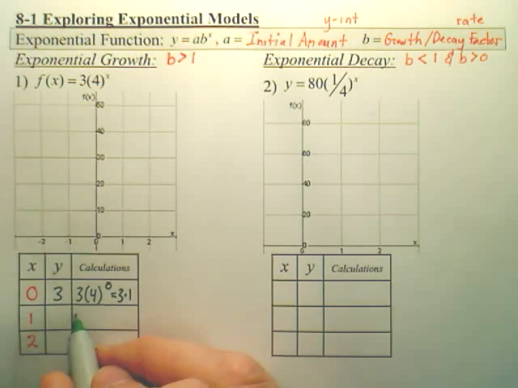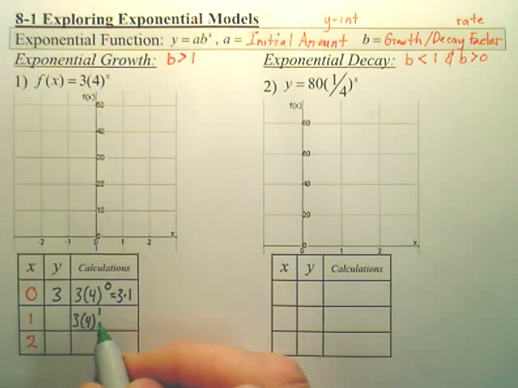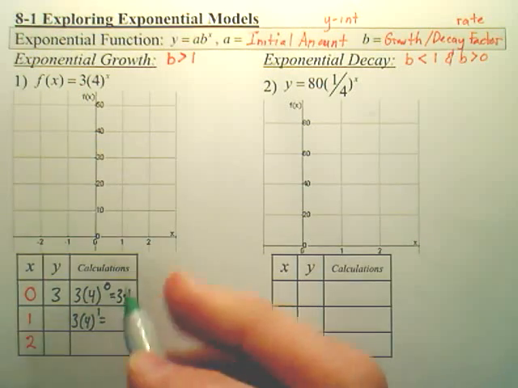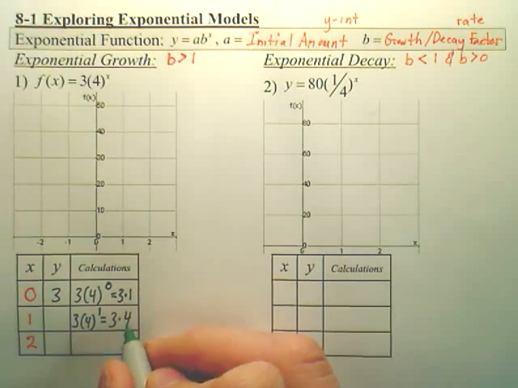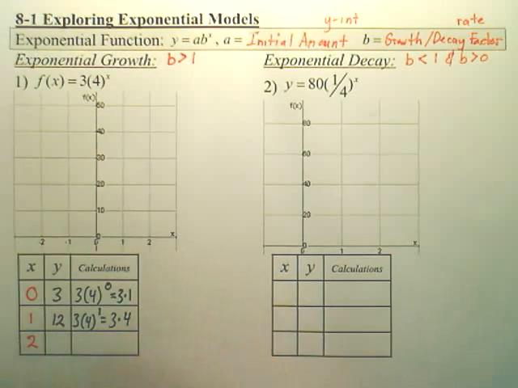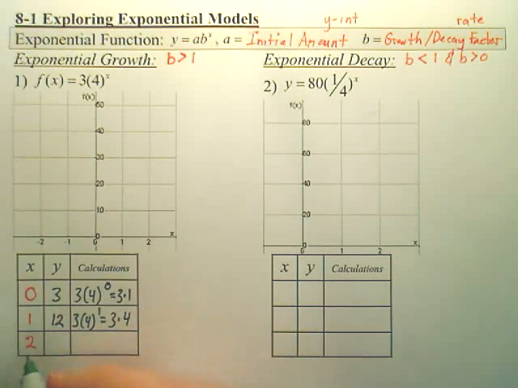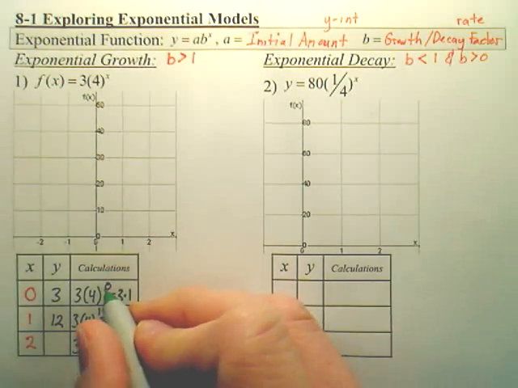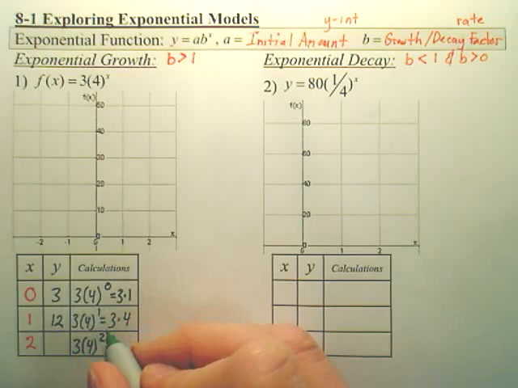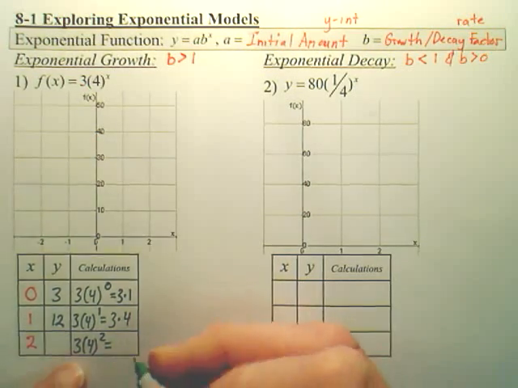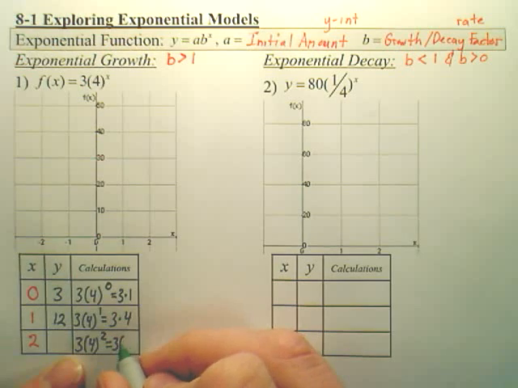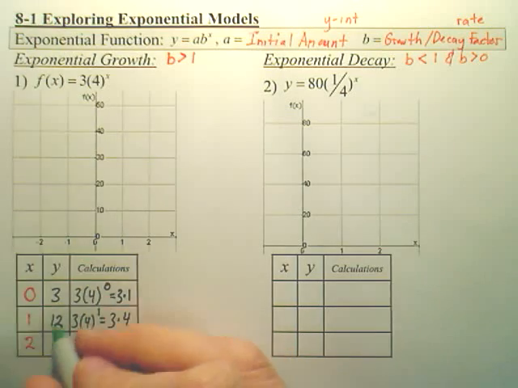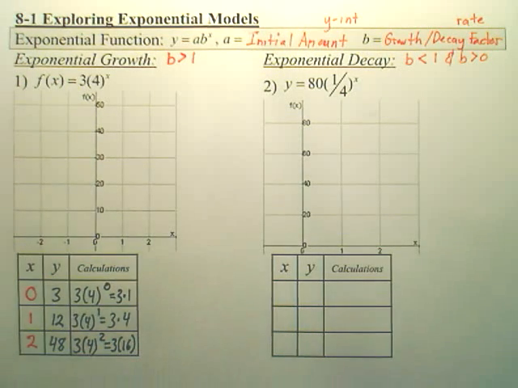When we plug in 1, we have 3 times 4 to the first. That is 3 times 4, which is 12. And when we plug in 2, we have 3 times 4 to the second. You see how the x is the power here? And what's 4 squared? That's 16. That is 48.